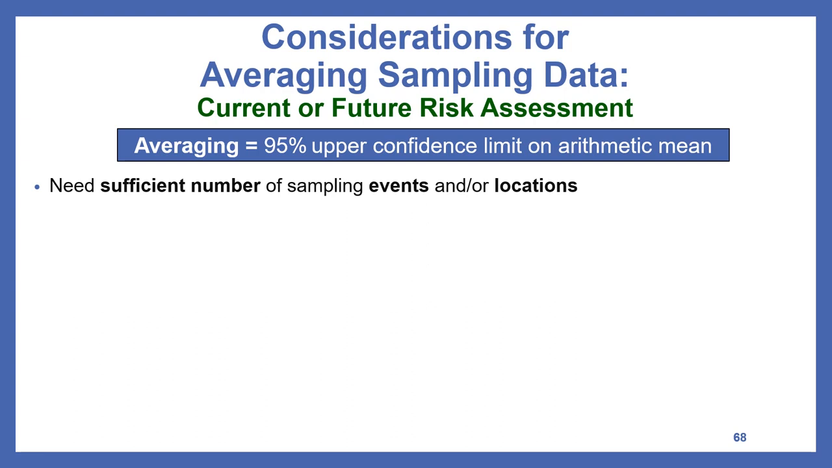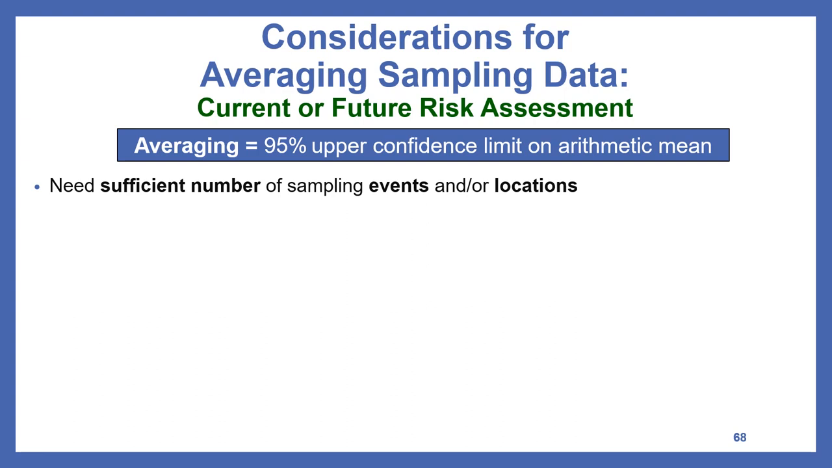So for this type of calculation, you really do need a sufficient number of sampling events if we're averaging over time, or a sufficient number of sampling locations if we're averaging over space. And just as a reminder, for those initial screening assessments, we're not going to have a sufficient number, so we're going to use the maximum concentration to get that initial screening evaluation. And then as we collect more data, we can use step 4 to refine that risk.